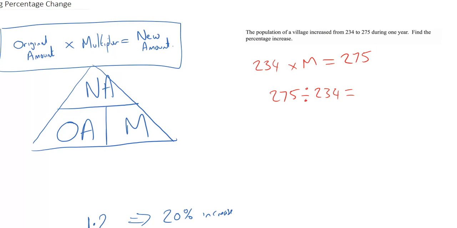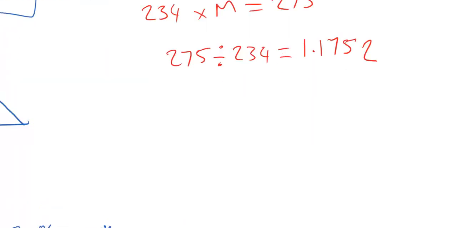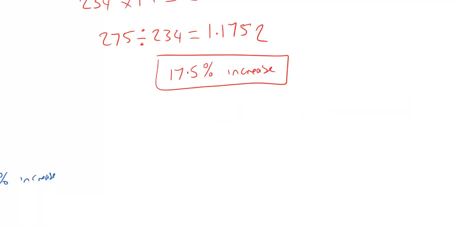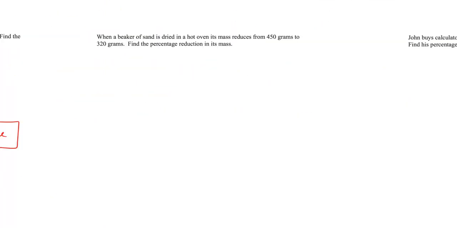That is going to give us our multiplier that we're looking for. So if I do that, that is 1.1752. Now what does that mean? Well, it's an increase and we've got to now convert that, haven't we? So let's round it as well. Let's say that is going to be a 17.5% increase. We must write the word increase or decrease as well. Okay, let's move on to the next question.